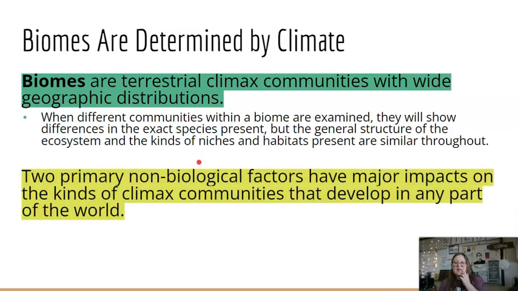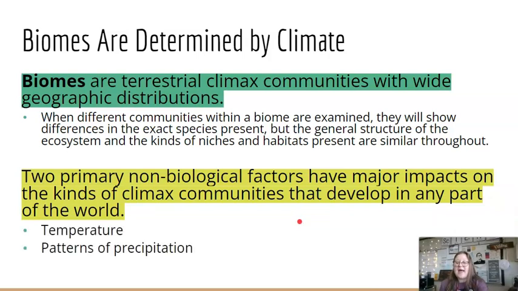So the two primary non-biological factors that have a major impact on the kinds of climax communities that develop in any part of the world are temperature and patterns of precipitation. Temperature is how hot or cold it gets throughout the year, and the pattern for that, but also patterns of precipitation. It's not just how much rain it gets, it's how that rain is distributed. Some biomes are going to get rain all year round, like Oklahoma's a grassland. We get rain in the summer and we get rain in the winter.